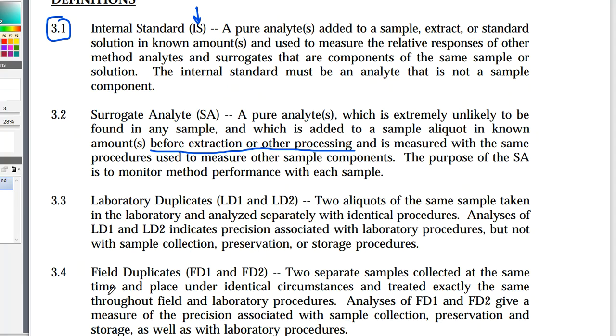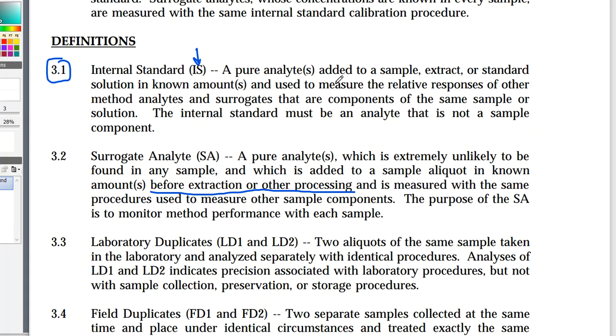So if I go back to this method document and I reread this definition, internal standard, IS, is a pure analyte added to the sample, extract, or standard in known amounts, and used to measure the responses of other method analytes and surrogates that are components of the same sample or solution. The internal standard must be an analyte that is not a sample component. So at no point does it really tell you instrument. At no point does it tell you equipment, right? But that's exactly kind of what this is doing.